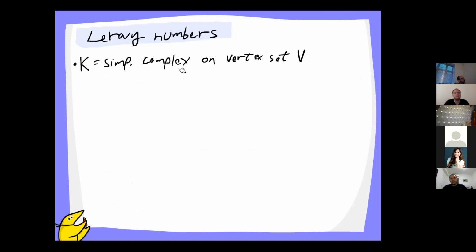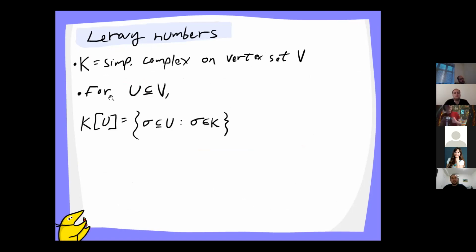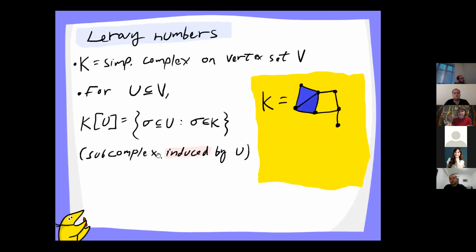Now, given a simplicial complex K and a set of vertices U, we define the subcomplex of K induced by U to be the complex with vertices U, whose simplices are just the simplices in K that are contained in U. For example, if K is this complex here, and we choose U to be this set of 4 vertices, then the induced subcomplex K[U] is just this smaller complex.